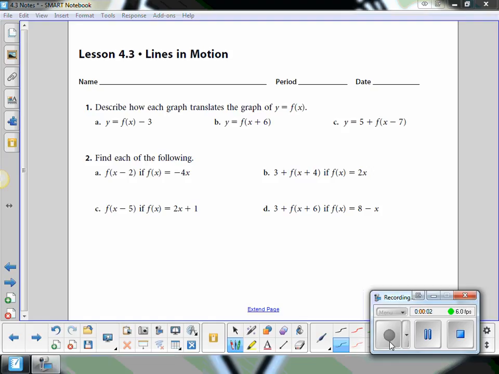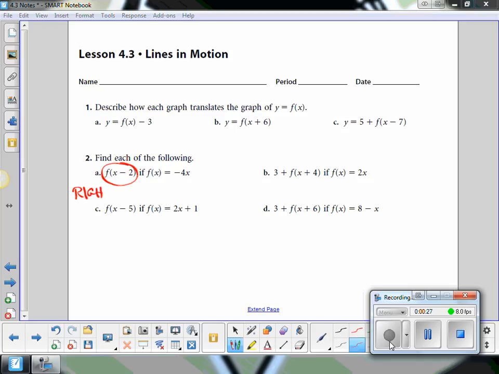With number 2, what we'll do is instead of trying to write the equation or find each of the following, let's just go through and tell me what each thing would do to the function in terms of shifting it left, right, up, or down. So if you have a minus 2 inside the parentheses with x, which way does that make the graph move? Anybody? Right? How many? Right 2.